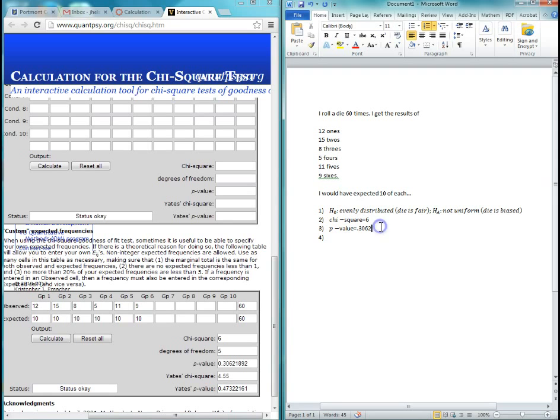That, of course, is not a rare p-value. That is bigger than 0.05. So that means I'm going to have to fail to reject the null. Even though these numbers up here are not 10, 10, 10, 10, 10, 10, I do not have evidence that the die is somehow biased. It seems like things are close enough to expectations that I don't have a significant difference from that. So I do not have evidence that the die is biased.